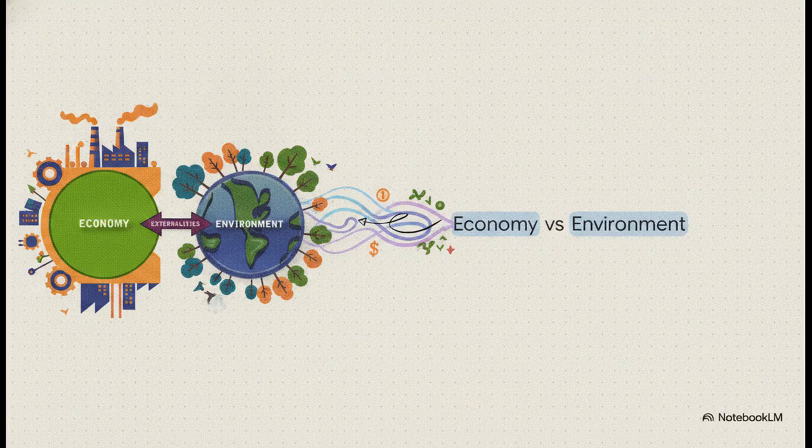On one side, we've got the economy, right? The massive engine of production, jobs, and growth. But on the exact opposite side, we have our environment. And there's this really delicate, often super strained relationship between economic production and the natural world. They are locked in this constant push and pull, connected by this invisible force that economists call externalities.